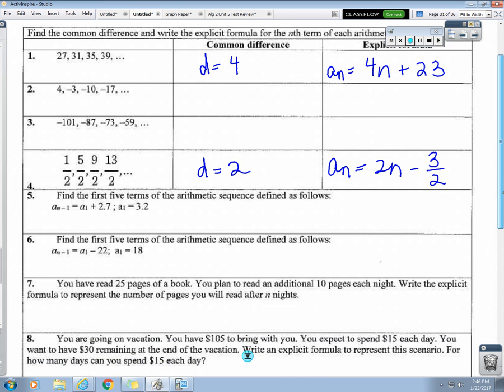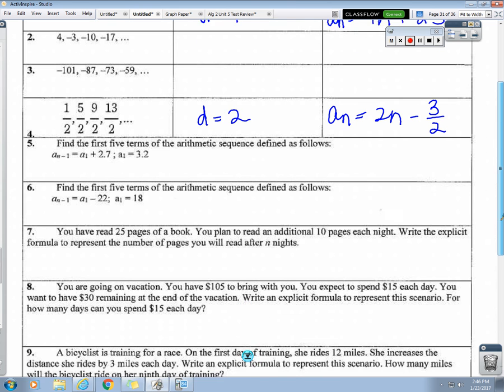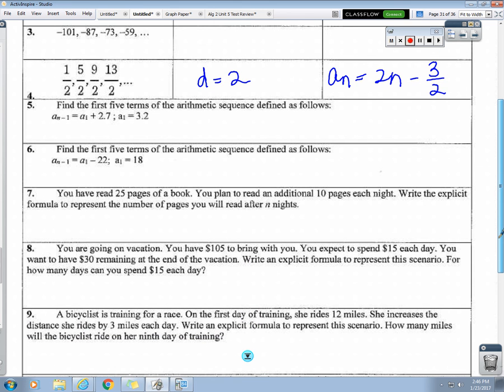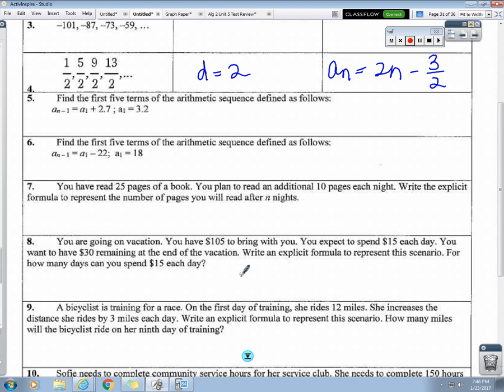Okay, let's look at number 5. Find the first 5 terms of the arithmetic sequence defined as follows. Now, the way they wrote this formula looks completely different than what we've seen so far. But if you just read it, it should be common sense to you. A sub n minus 1 equals a sub 1 plus 2.7.